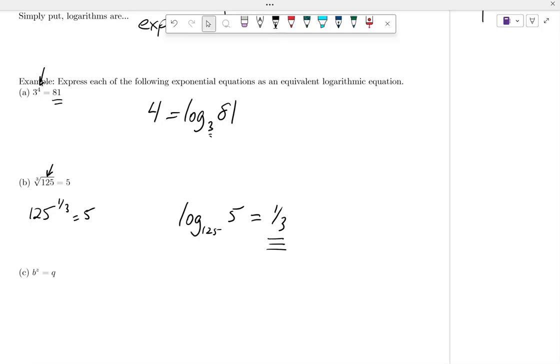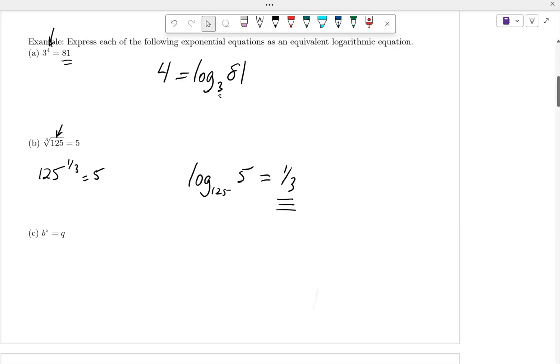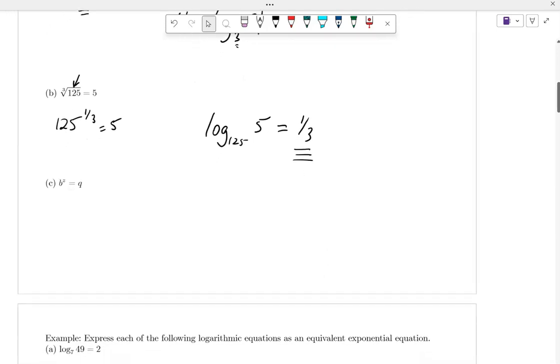This part right here is always the exponent. Okay? Always the exponent. The thing that's on the equal sign opposite the logarithm, that's always the exponent. Okay? Does that make sense? Okay. So you tell me how to write the next one. C equals log base B of Q.